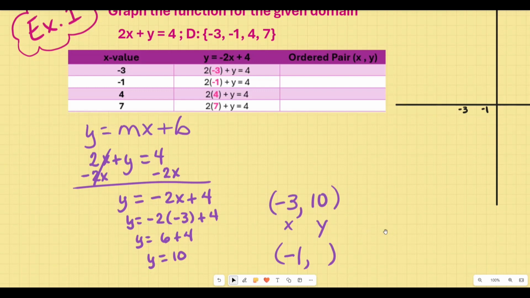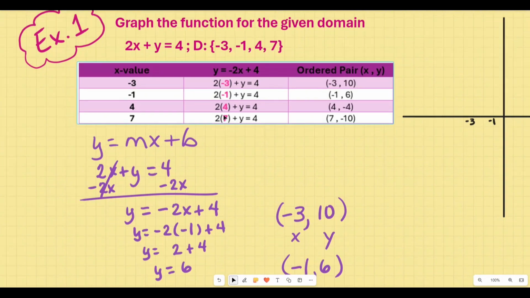Let's do one more. The next one said negative 1. So I'm just going to replace that same x, but this time with the negative 1. And now negative 2 times negative 1 is positive 2 plus 4 is 6. So when x is negative 1, my y is 6. And so this is what my table will look like now. So if I were to continue substituting in, this is what the other values will look like. So now my directions ask me to graph the function. So this is where this comes in handy.